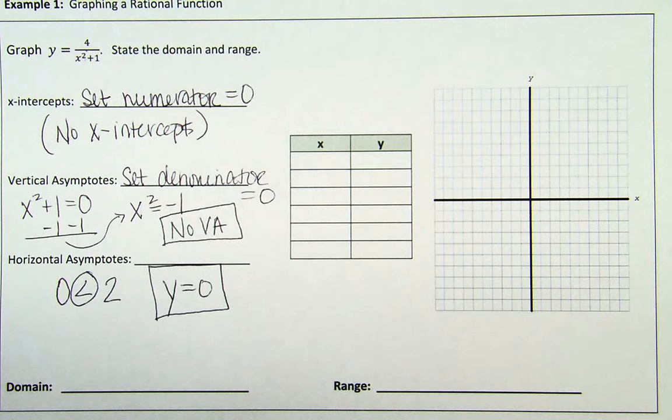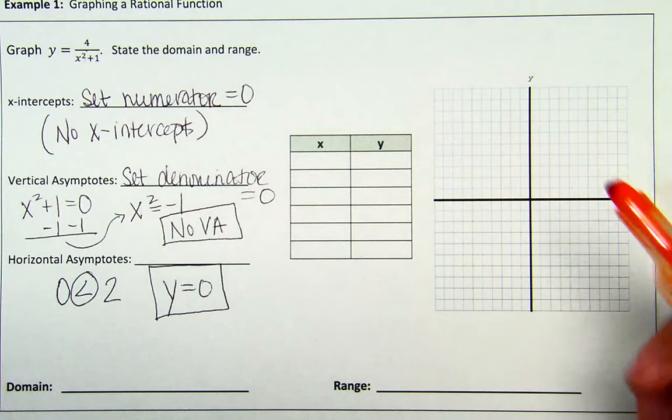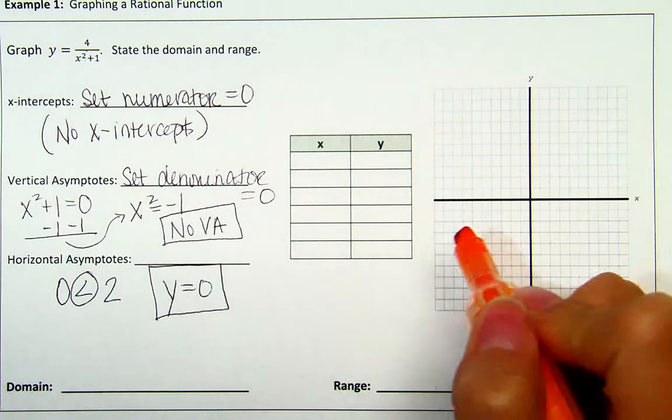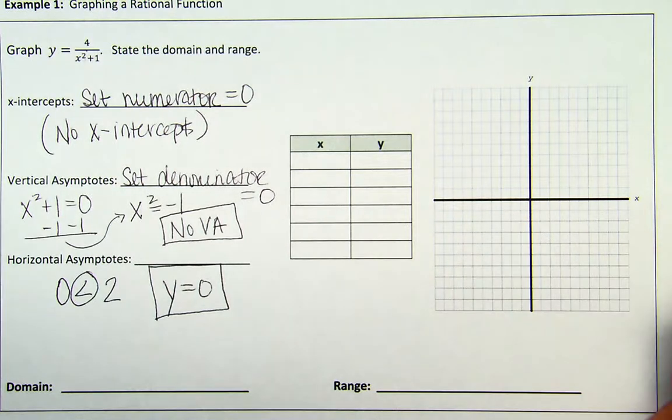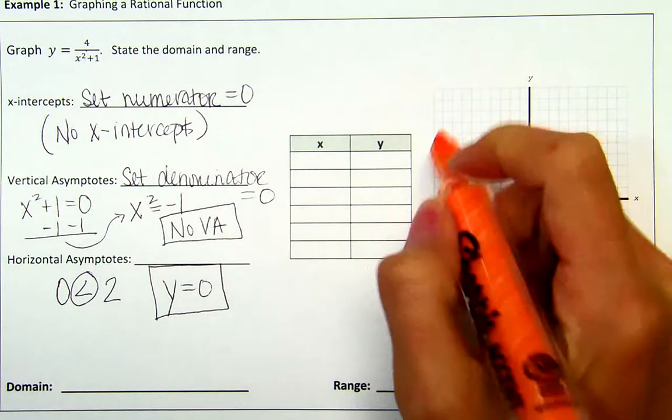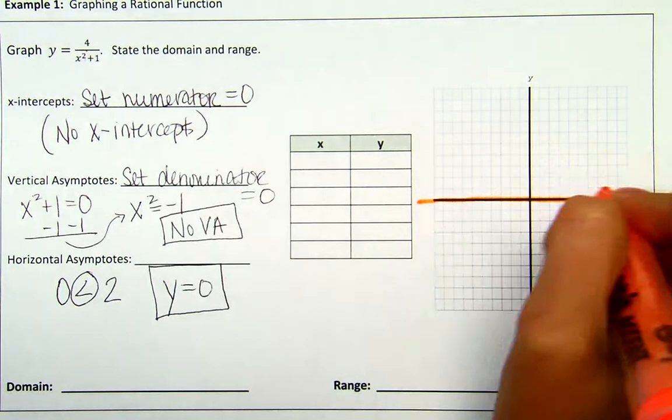So if I just go ahead at this point, just because I'm going to highlight, and you guys can grab a highlighter too, or you can just use your pencil and draw a strong dashed line along your asymptotes. But we have no vertical asymptote, so we can't draw a vertical asymptote, but we can draw our horizontal asymptote.